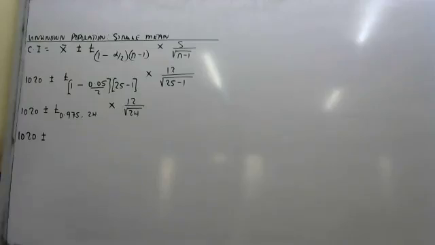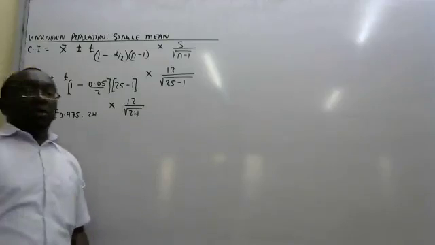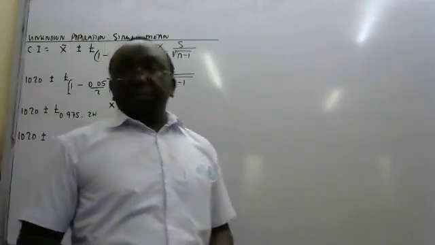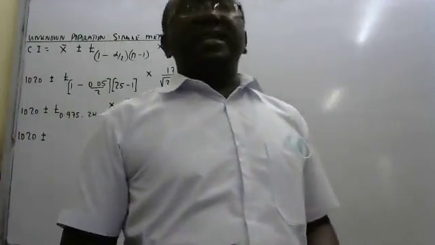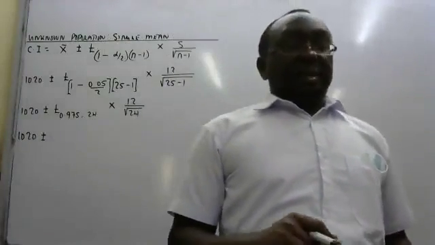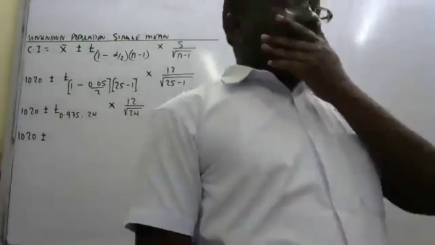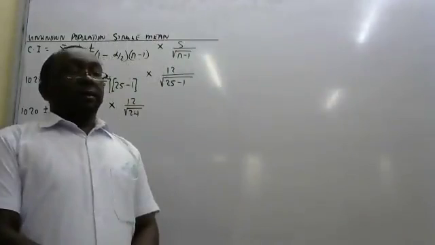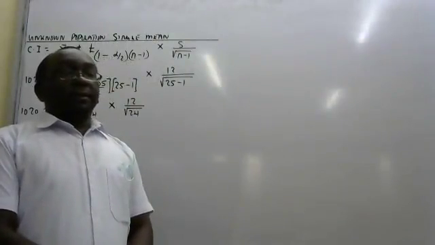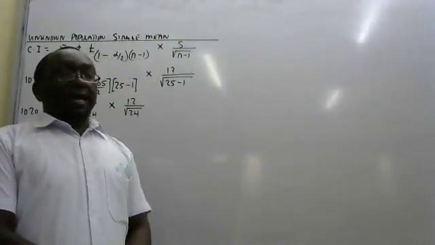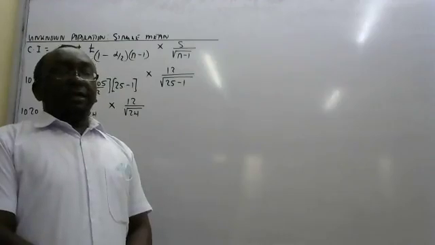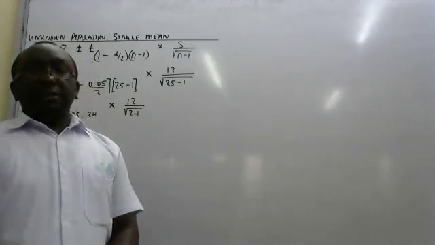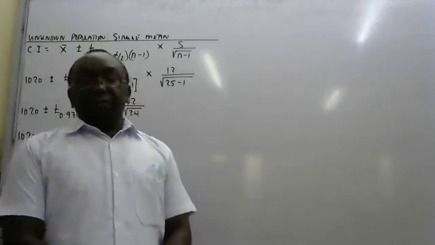Plus or minus. I want you now to go to your tables. Utafute table inaitwa student T. Kati ya hizo tables, student T. Umeiona? Students T table or just T table. Have you seen it? It's on page 55.